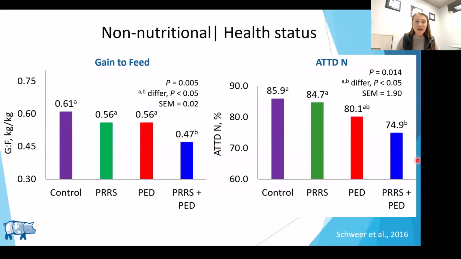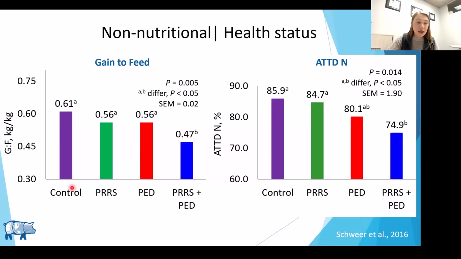Now, although our team's really focused on nutritional strategies, we do have to admit that non-nutritional strategies play a huge role in the efficiency of a production system. And one of those is health status. And so we can actually see a huge difference in the efficiency of the pig based on their health status.